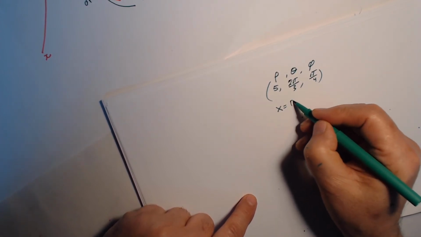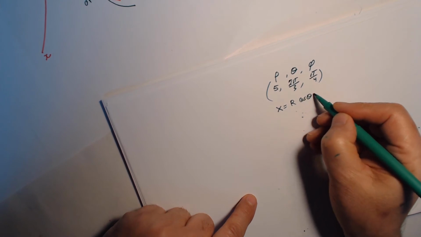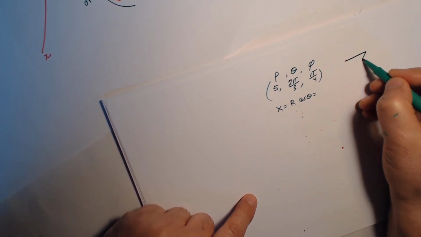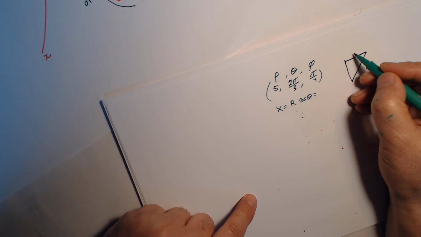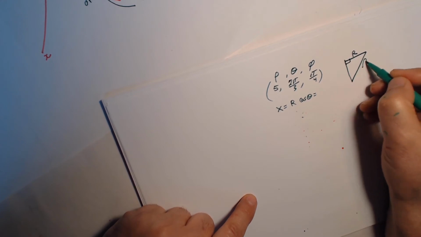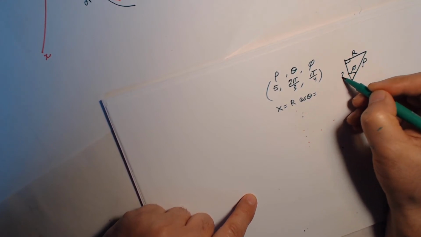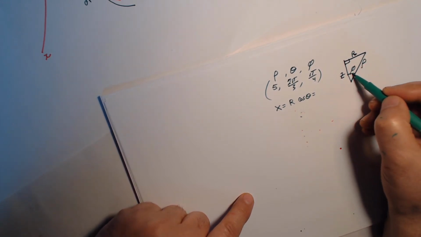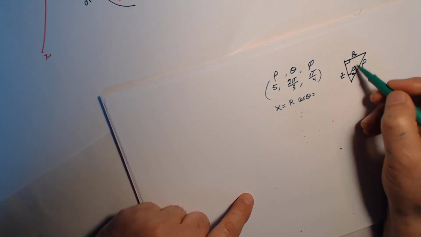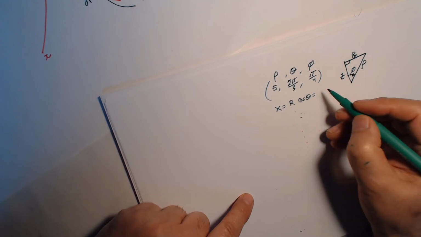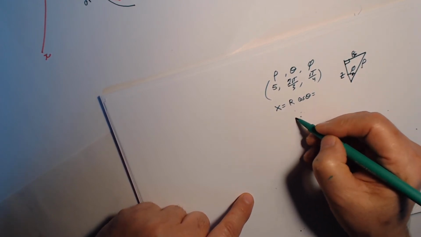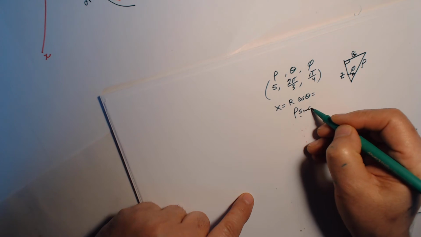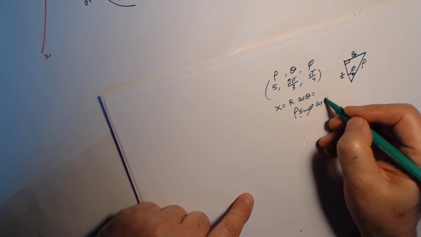My x is r cosine theta. And what is your r? Do you see how I draw that triangle? This is your r, this is your rho, this is your phi, this is your z. And your r corresponds to the what? To the opposite of phi. Therefore, that becomes rho sine of phi cosine theta.